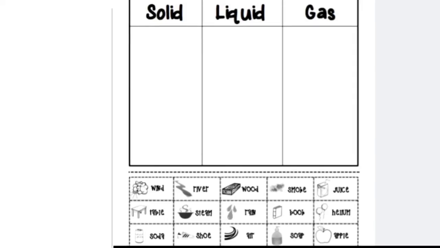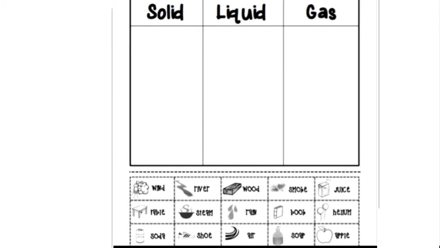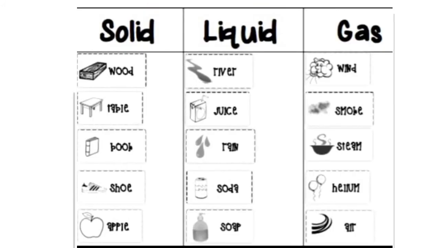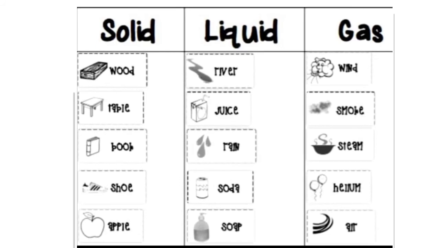Now let's solve the worksheet. Children, you have to classify the following things into solid, liquid and gas. So here wood, table, book, shoes and apple are examples of solids as they are hard and have fixed shape, because in solids particles are packed very close to each other.